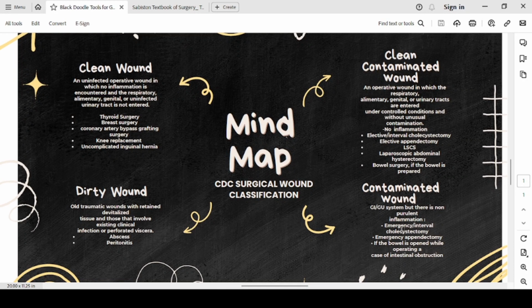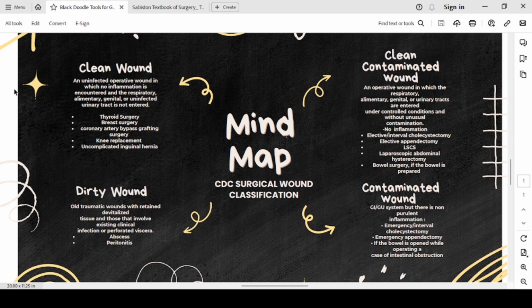So today's topic is surgical wound classification. Why is it important to classify the surgical wounds? The classification of surgical wounds will help you to determine the risk of developing surgical site infections in your patient. So here we are classifying wounds into four types. Type 1 is clean wound.